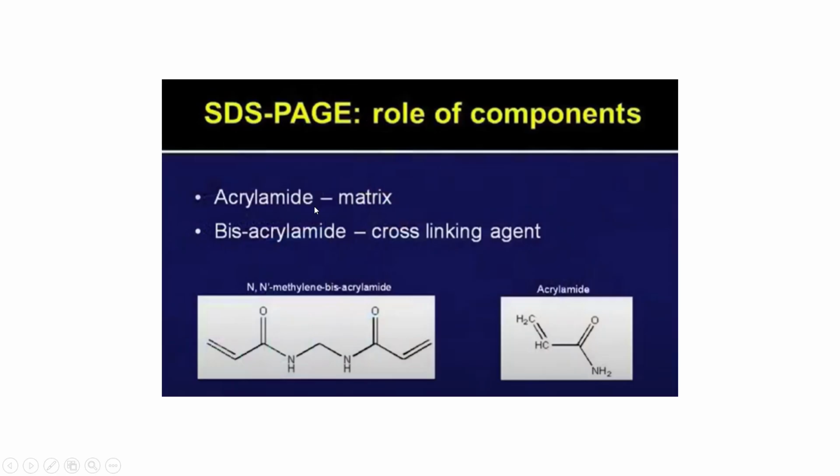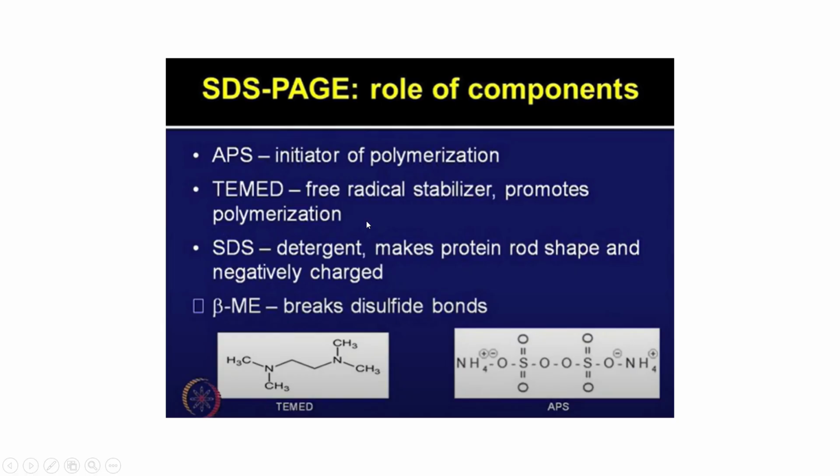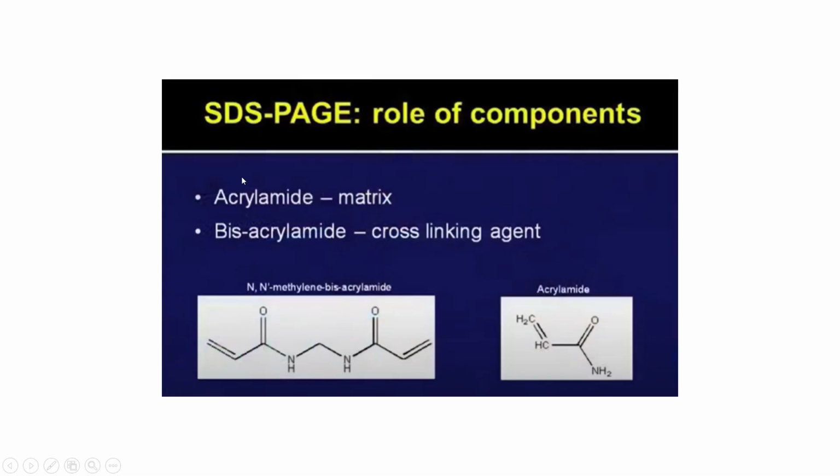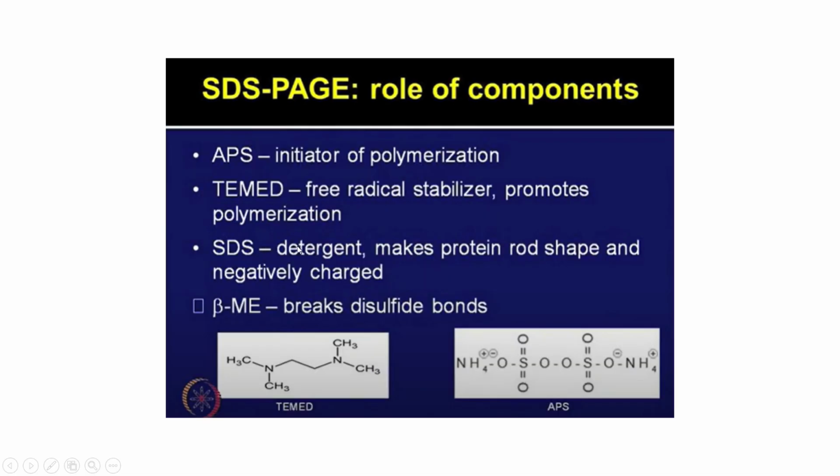What happens in this? How is this specific gel made? By using bisacrylamide and acrylamide. Bisacrylamide is the cross-linking agent, and acrylamide is the main matrix, and this will cross-link only in the presence of APS and TEMED, because APS initiates polymerization and TEMED acts as a stabilizer and promotes polymerization. So in the presence of these two, cross-linking will take place with acrylamide, and then they will solidify.